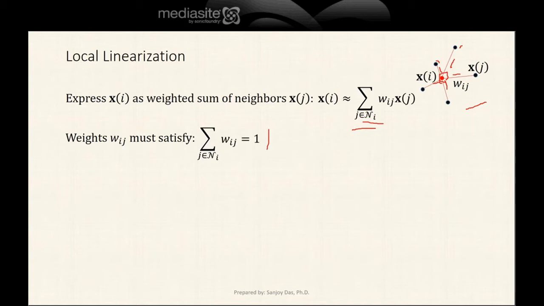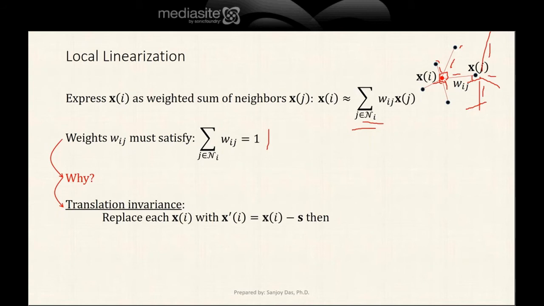So this xj has its own neighborhood. It would be connected to some other points here. And so if you take the sum of all these weights, again, it should sum up to 1. Now, why is this requirement there? This is because of two reasons.